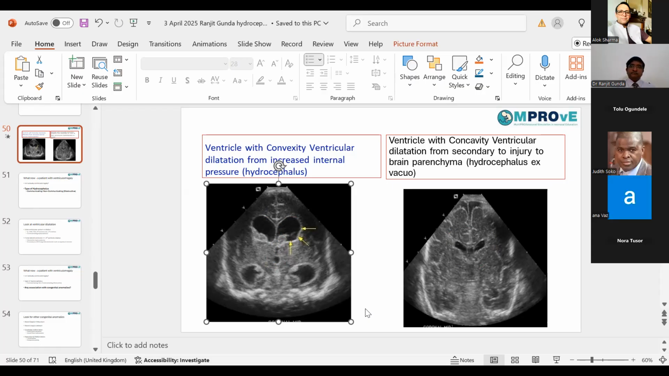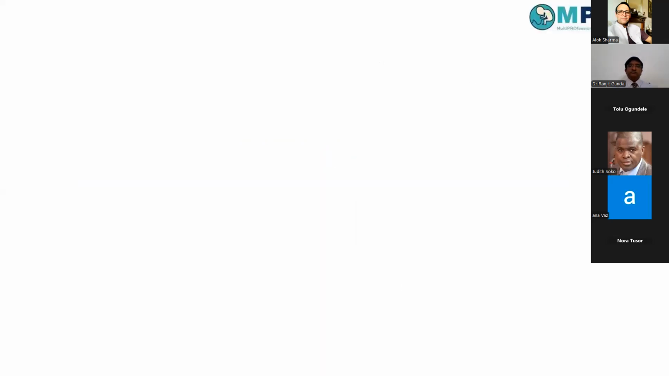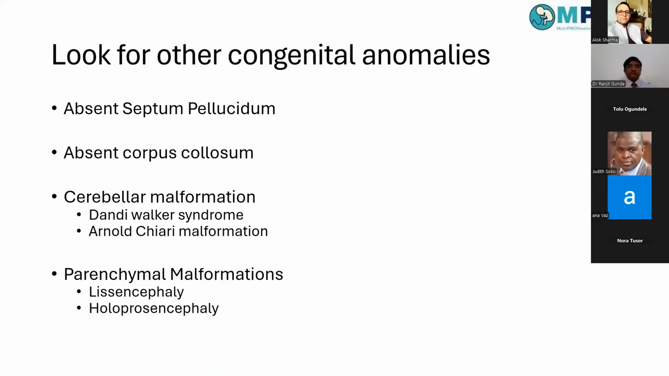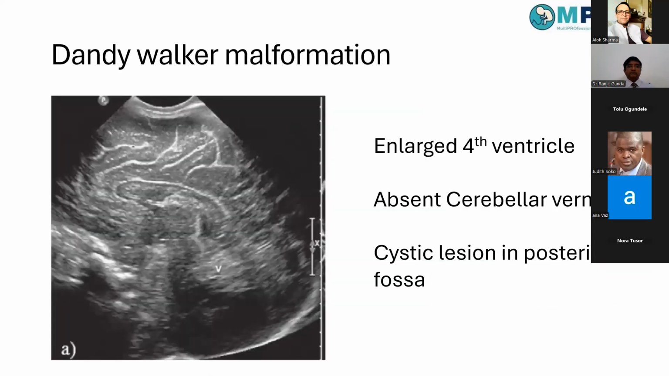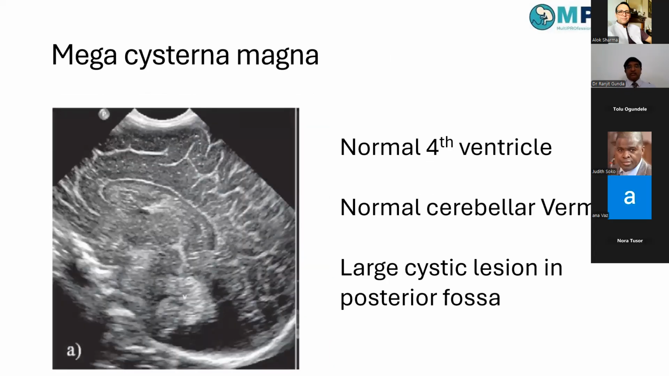Can you show the Dandy Walker again, the image? Go to full screen, Ranjit. So one of the things I was thinking about is differentiating between Dandy Walker with the complete absence of cerebellar vermis or only isolated megacisterna magna. They have very different prognosis.